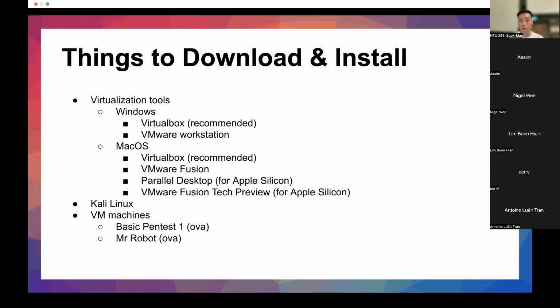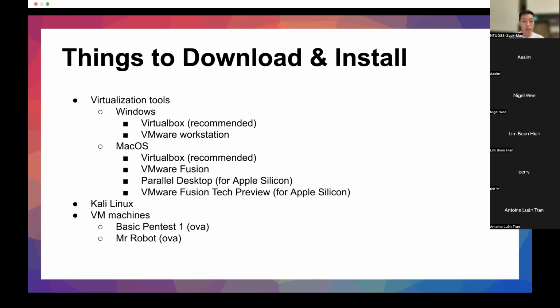one virtualization tool. If you're using Windows or Mac OS, we can download VirtualBox. Then if you're using a Mac M1 or M2 chip, you can install Parallels Desktop, but it's a paid one, so you can go for the 7-day free trial, or you can download the VMware Fusion Tech Preview, which they're still testing. Then you also need to install Kali Linux VM.